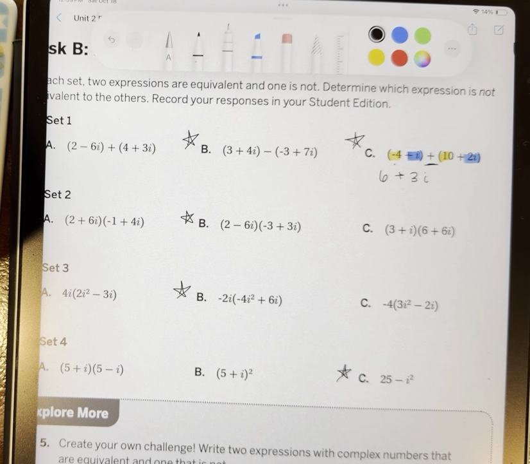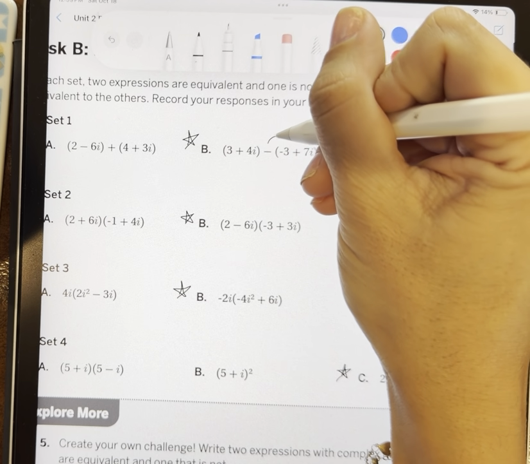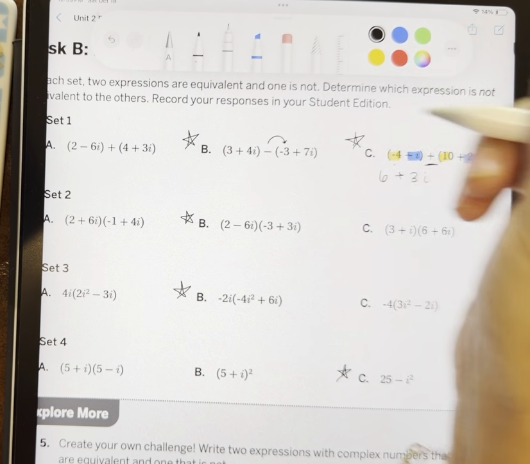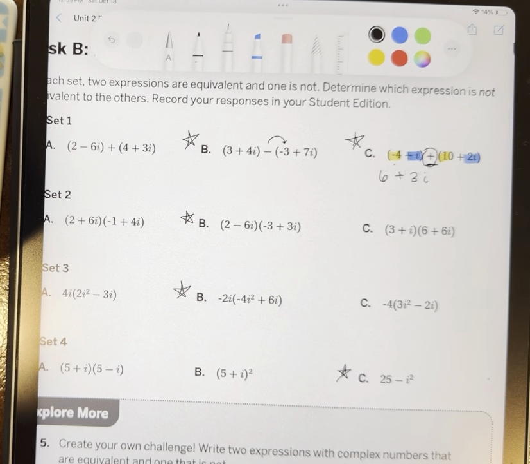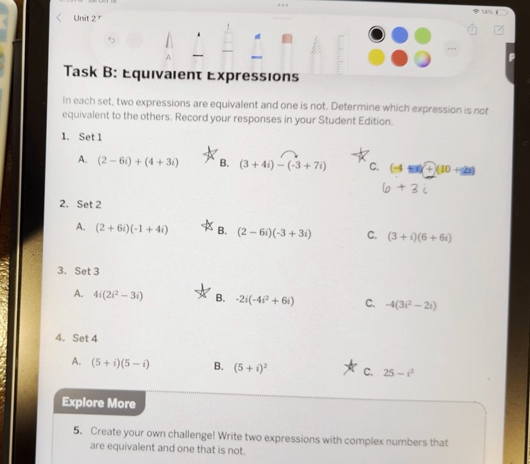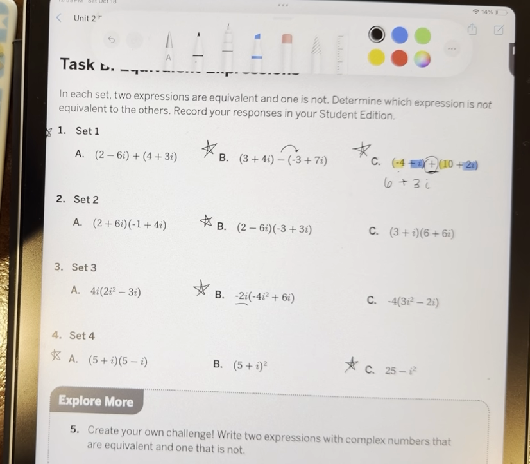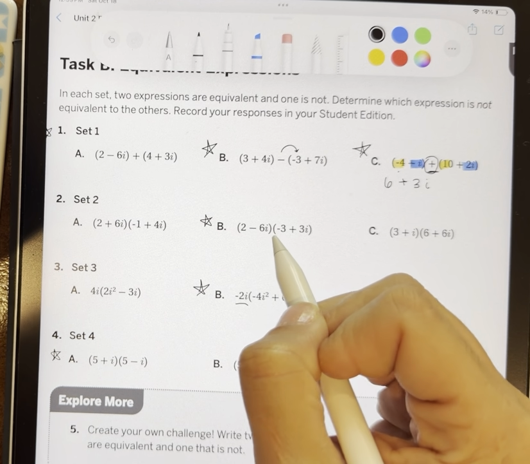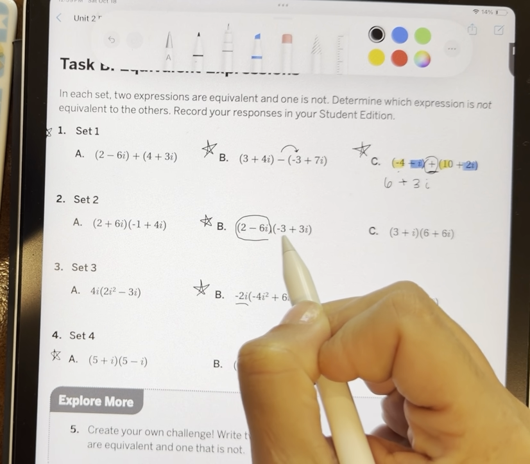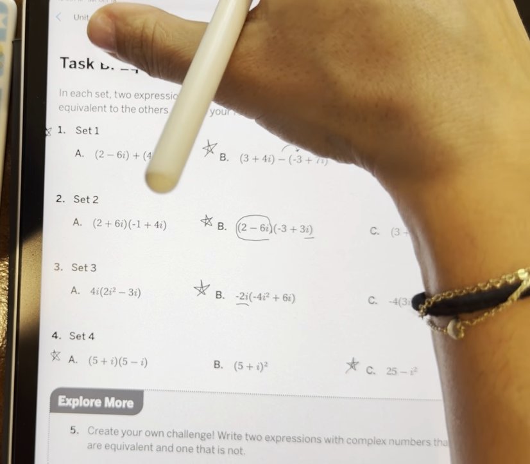-4 plus 10 is 6. And I plus 2I is 3I. Done. Okay. But B, that minus sign in the middle looks so innocent. It is not, okay? You must distribute it. If there's anything other than just a plus sign before parentheses, you must distribute. So that's this. Distribute. That's all of this before these parentheses must be distributed, okay?